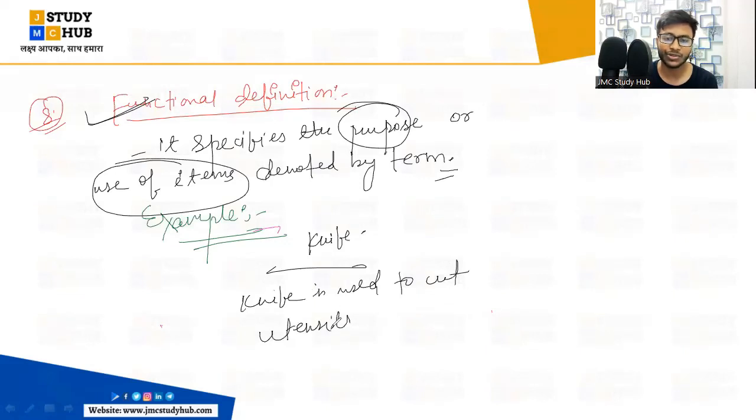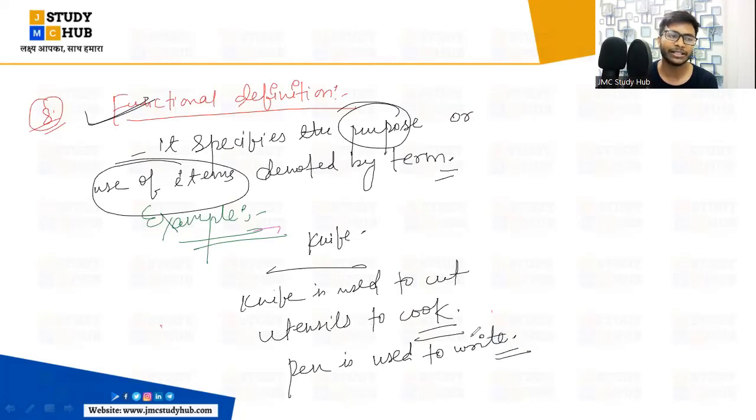That is, utensils to cook. Yes, very good. Pen is used to write. Great example. These are all examples of the functional definition, where you are defining the functions, the functionality, right? So this is the functional definition. Is it all clear, everybody? Very good. Let us move towards the other definitions.